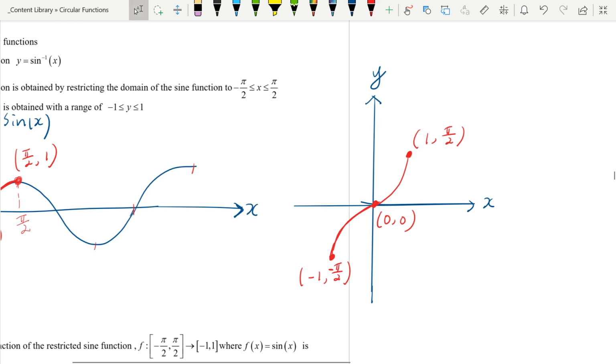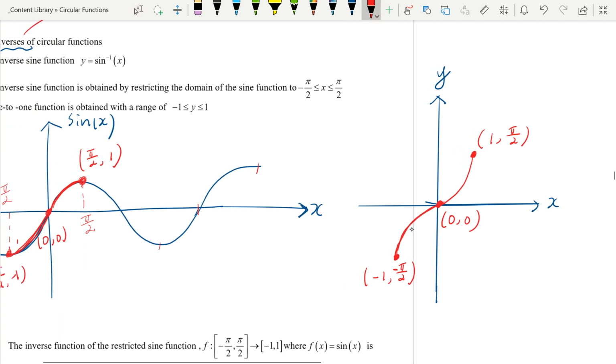Okay, so this is your inverse function. After reflecting this part by y equals x, we have that graph. Well, mine is not really to scale, but if you use a calculator to do it, you will have this graph.